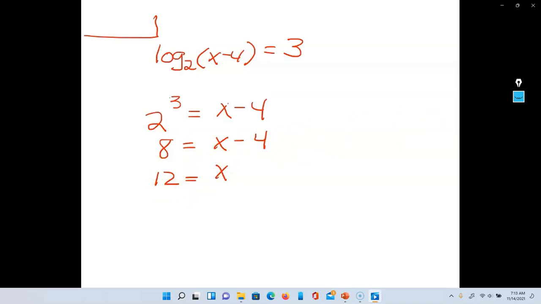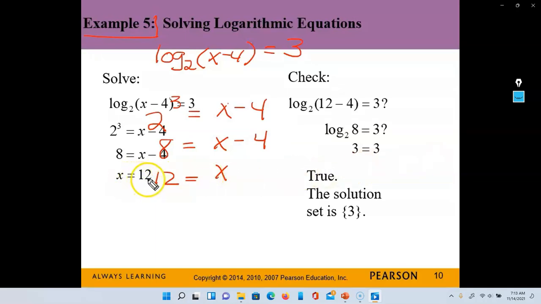Let's check it out. x equals 12. Now, let's do the check because they do it here as well. So 12 minus 4 is 8. Is the log base 2 of 8, is it 3? And the answer is yes. If you put this in exponential form, you would get 2 to the third power equals 8. So our solution set for x is 12. Again, I think this one's a tad easier than the one we just did.